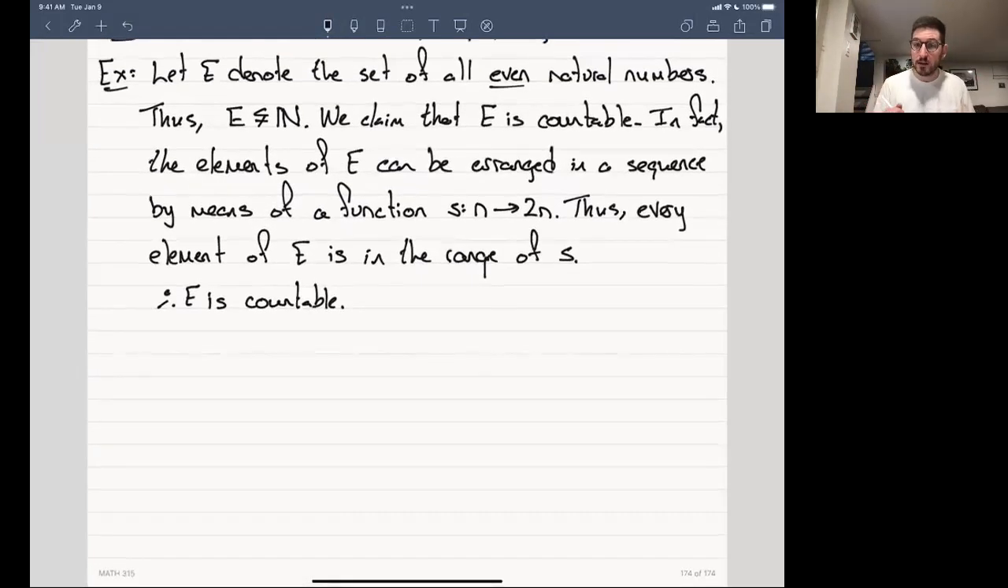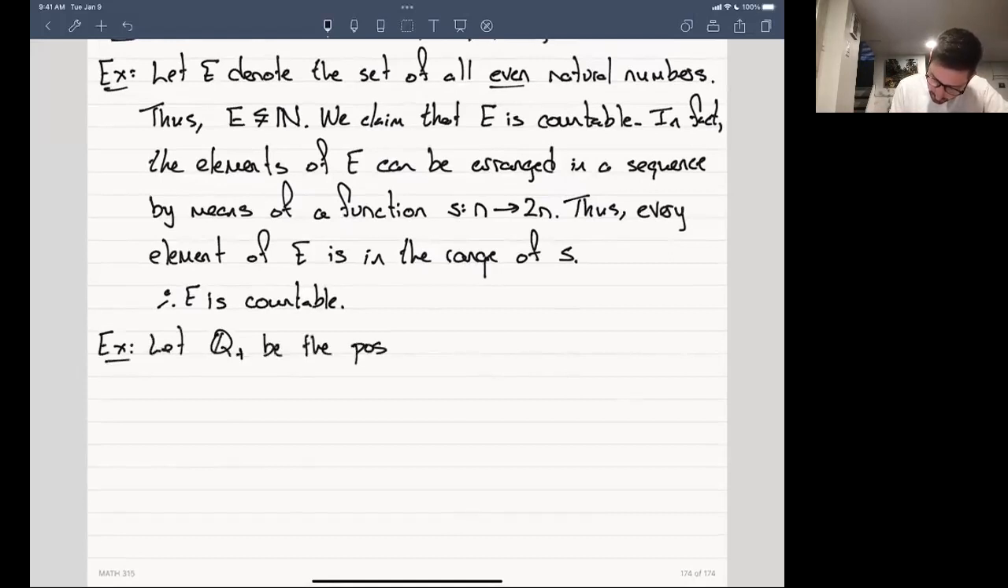Okay, let me give you another example, right? So I'm going to skip over the integers. I want you to try and show that the integers themselves are countable. And let's skip into, I'm going to start with the positive rational numbers. So let's say let Q plus be the strictly positive rational numbers. I'll get to the full rational numbers after this, but I want to say that if Q plus is the positive rational numbers, I claim, or we claim, Q plus is countable.